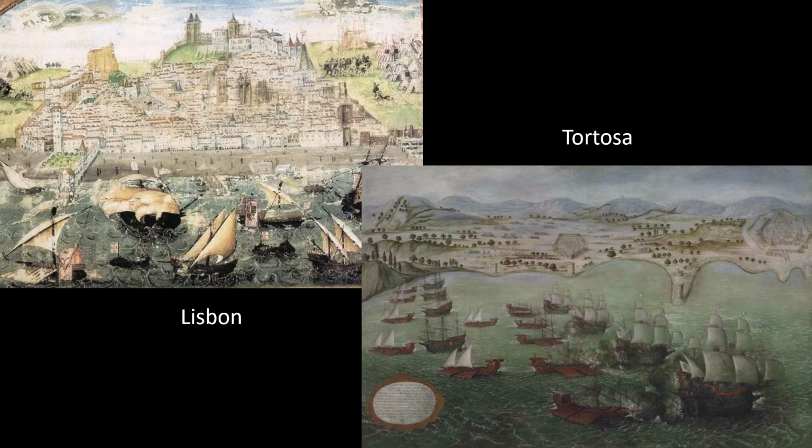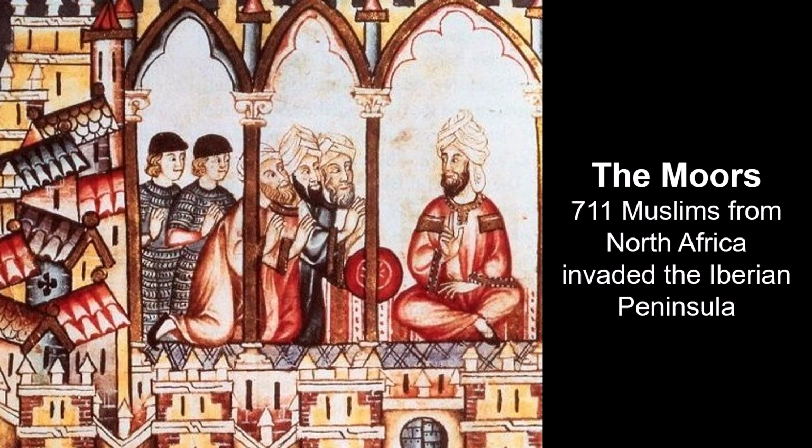Despite the Crusader victories at Lisbon and Tortosa, the central and southern portions of the Iberian Peninsula remained under Muslim control. Now, by way of background material, it was in the year 711 that Muslims from North Africa had invaded the Iberian Peninsula, and this is the location of modern-day Spain and Portugal. And by the year 720, they controlled most of the peninsula, with the exception of a small strip of land in the north. And these Muslim rulers became known as the Moors.